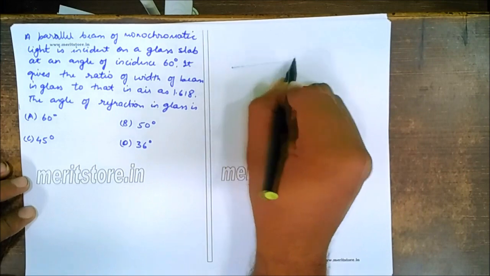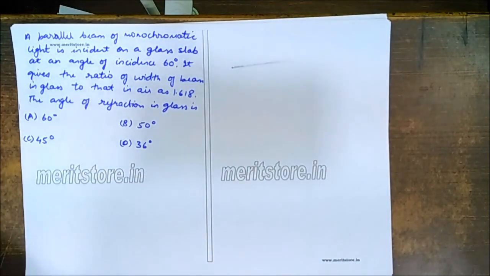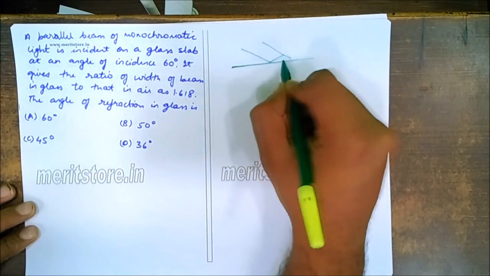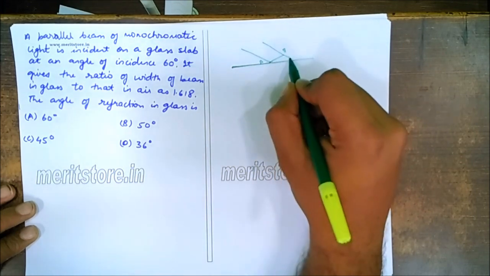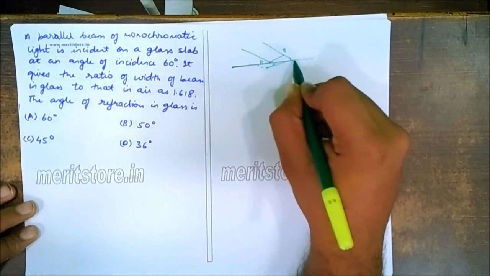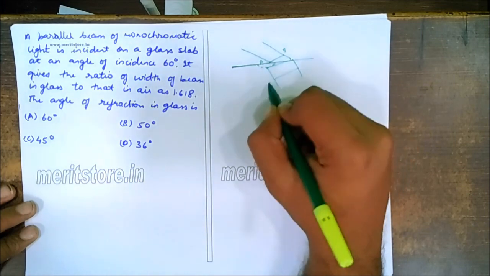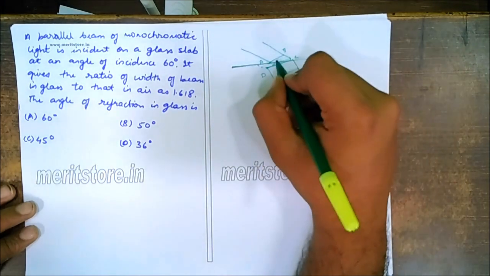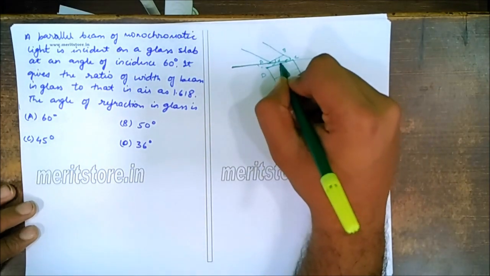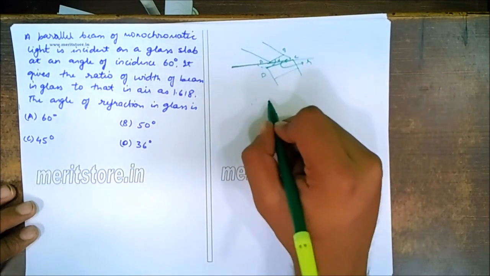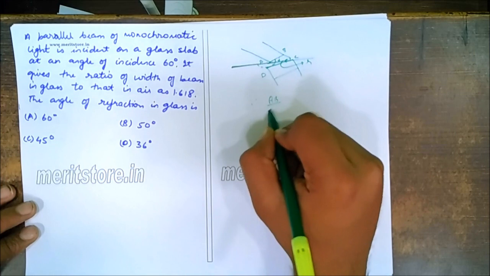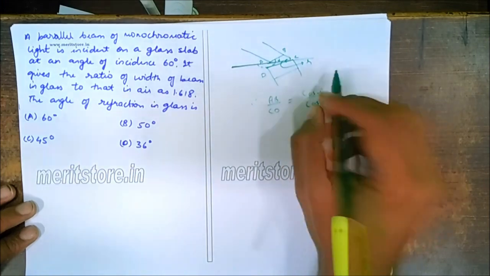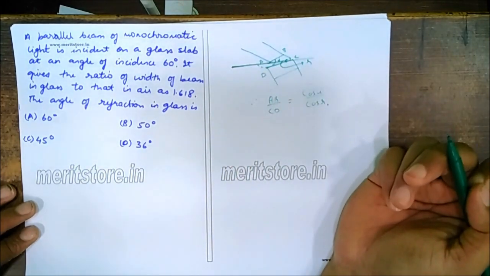So first of all, this is AB, and if I draw a tangent over here, this will give me the refracted wavefront. So this becomes CD. If this is i and this is r, therefore AB by CD is equal to cos i upon cos r, while AC will be my common base.